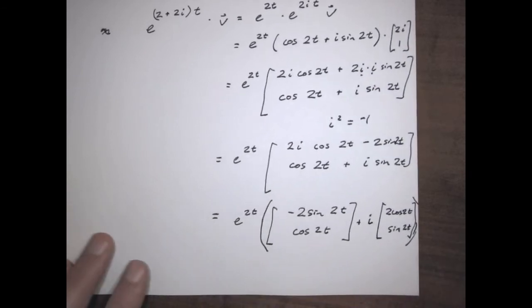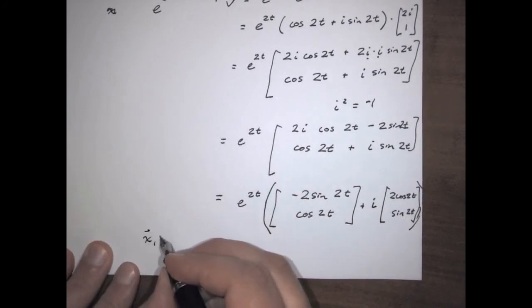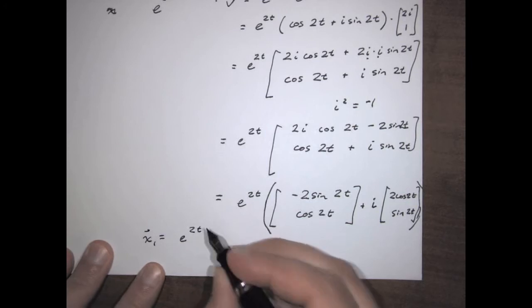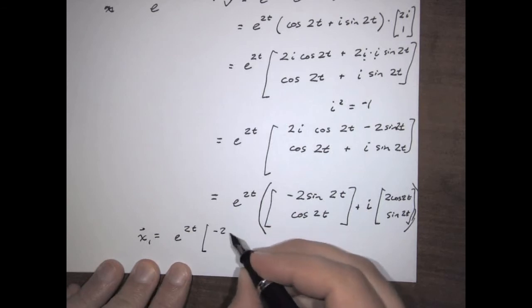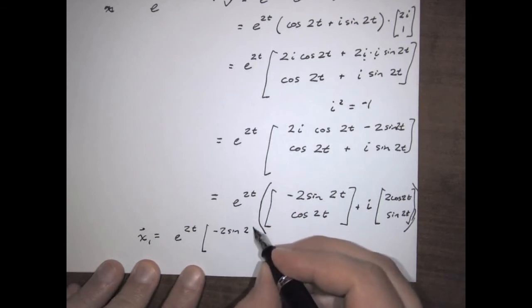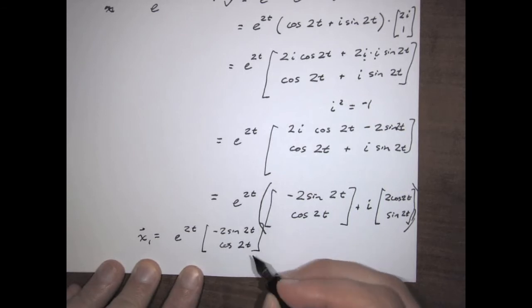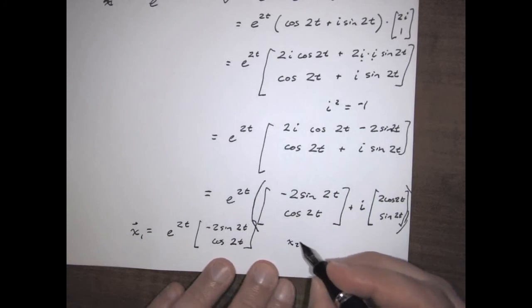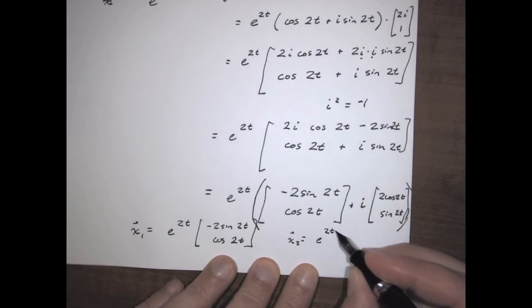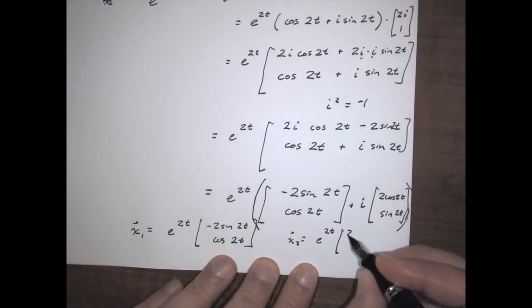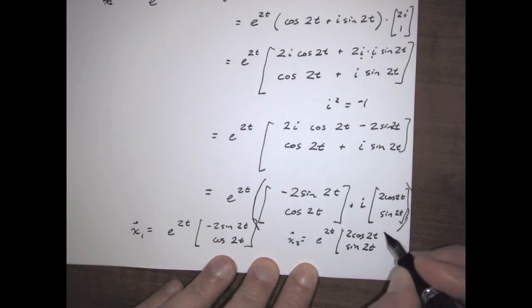And then what that means is that we are going to have two branches of our solution here. x1 is going to be e to the 2t times negative 2 sine 2t, cosine 2t. x2, the other branch of our solution, is going to be from the imaginary part, e to the 2t times 2 cosine 2t, sine 2t.